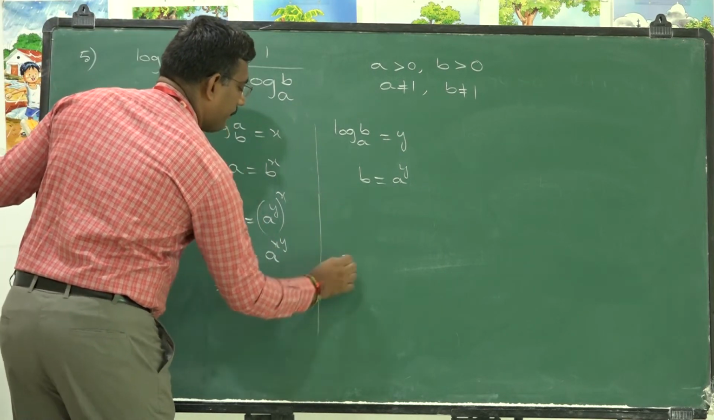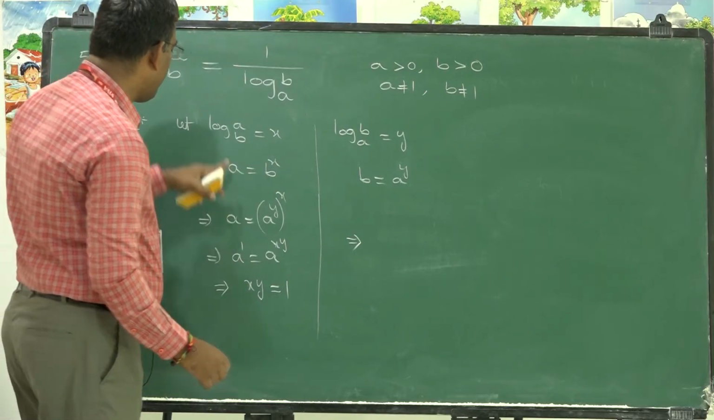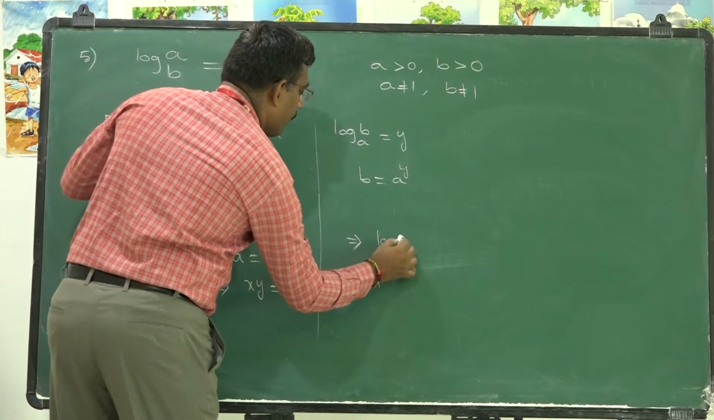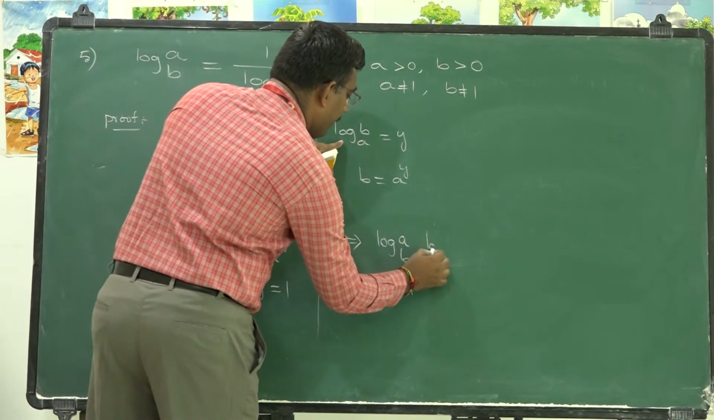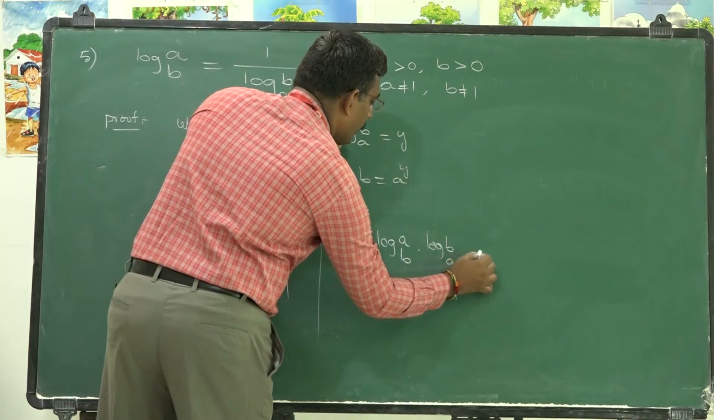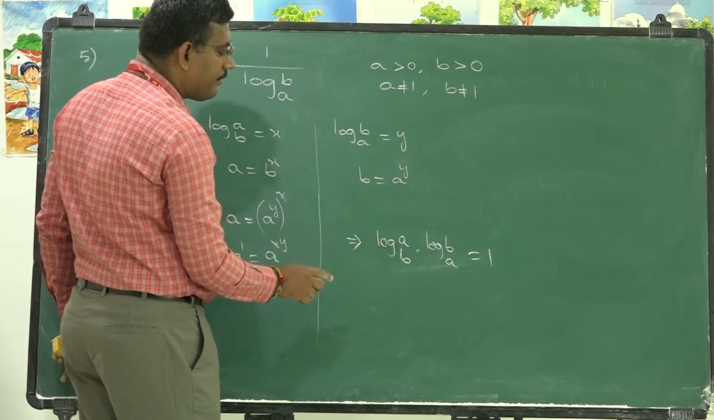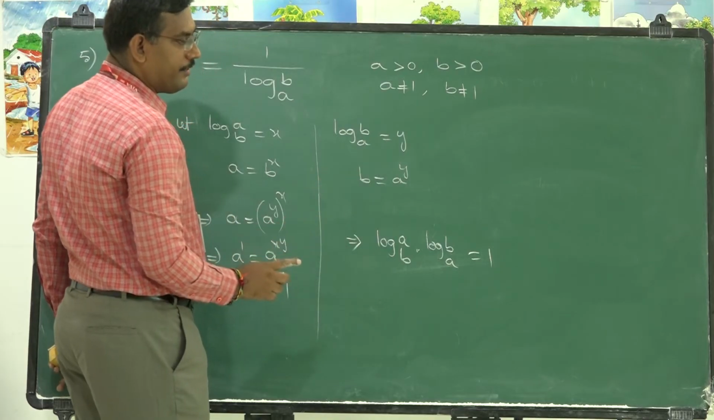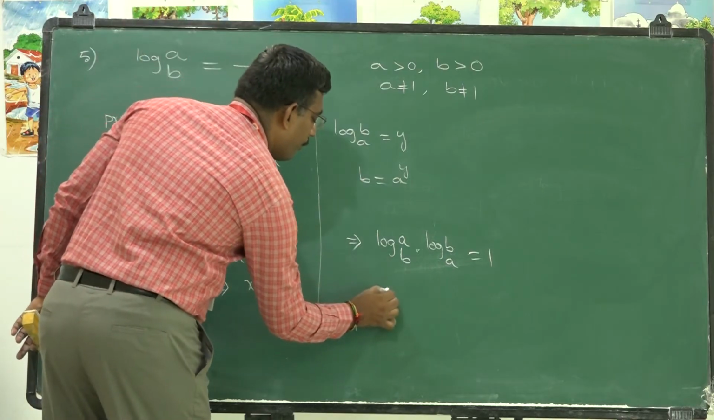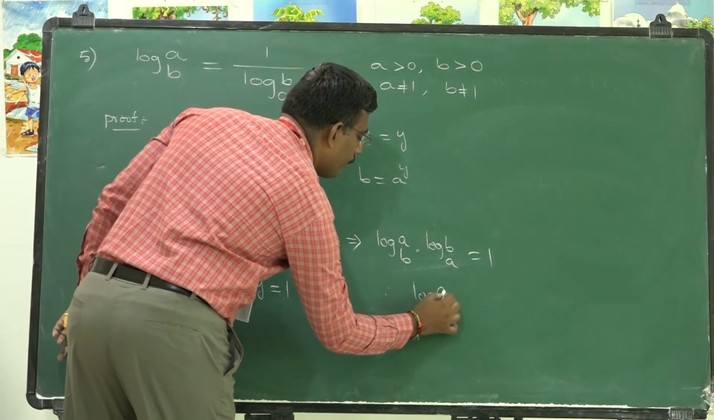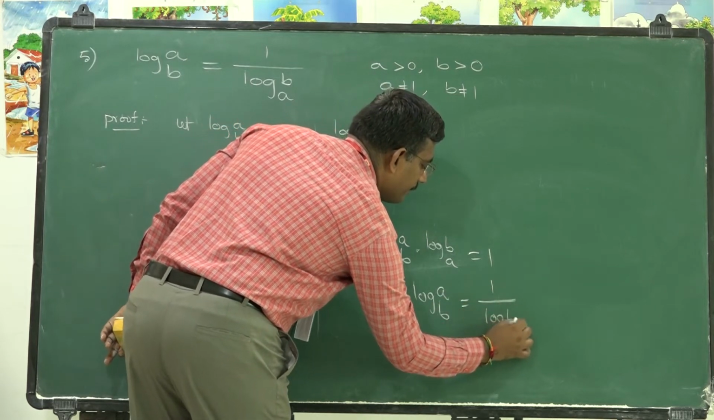That implies what is the value of x, log a base b, into what is the value of y, log b base a, is equal to 1. So log a base b and log b base a are reciprocals to each other because the product of these two values is equal to 1. Therefore log a base b is equal to 1 by log b base a.